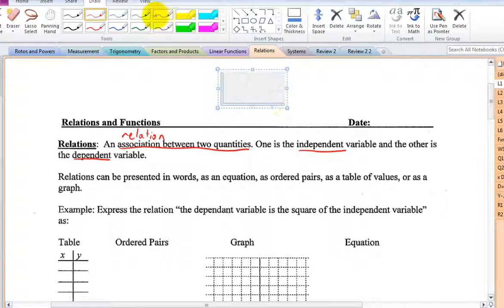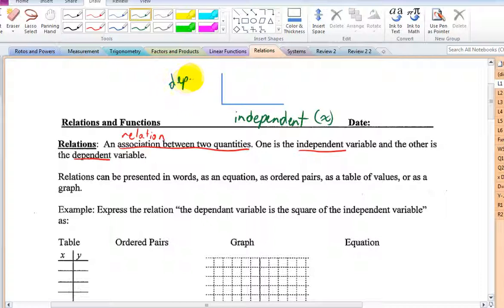Okay, you can measure that to the boiling point. So this is your independent variable. Independent, go ahead. That's your x value. And then you have your dependent variable, and that is your y values.